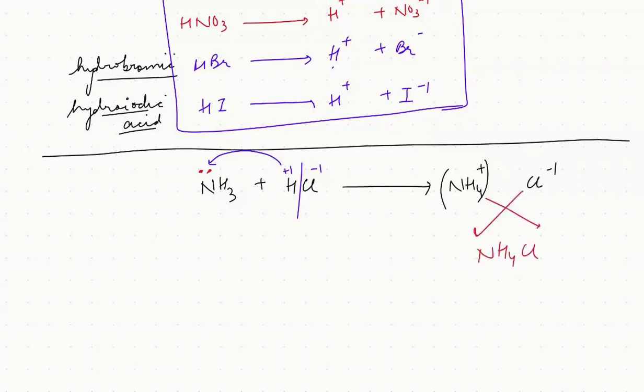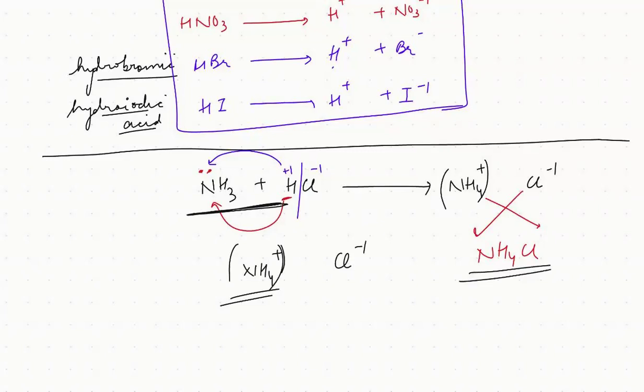So always remember that H plus will first connect with NH3 and hence it is going to form NH4 plus. Then this NH4 plus is going to make the crisscross with Cl negative. The product here shall be NH4Cl.